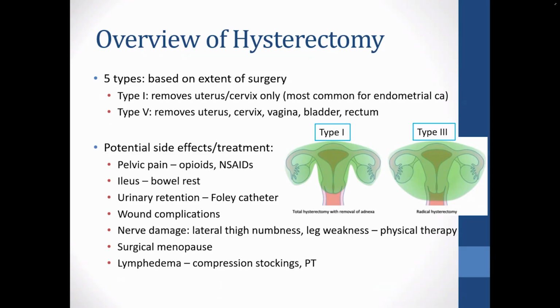The potential side effects of hysterectomy and their treatments are listed here. Pelvic pain is often treated with opioids and NSAIDs. Ileus may result, and the management is with bowel rest. Urinary retention may require a Foley catheter. Wound complications and nerve damage, such as lateral thigh numbness or leg weakness, may necessitate physical therapy. Patients often experience surgical menopause if they're not already postmenopausal, and lymphedema may require compression stockings or physical therapy.